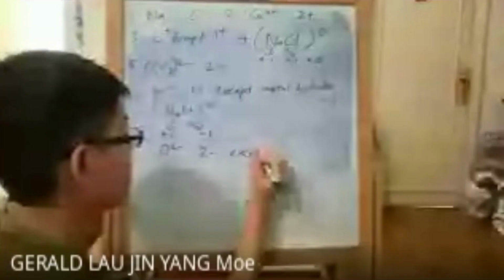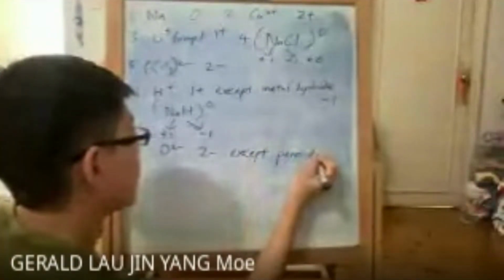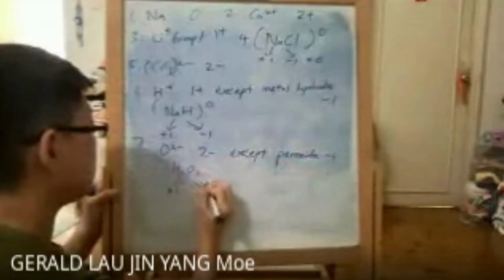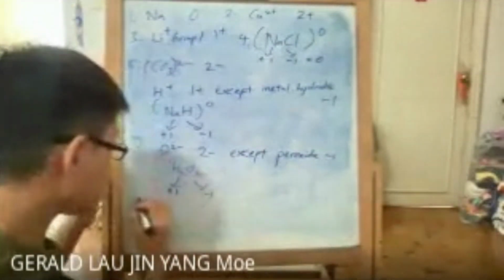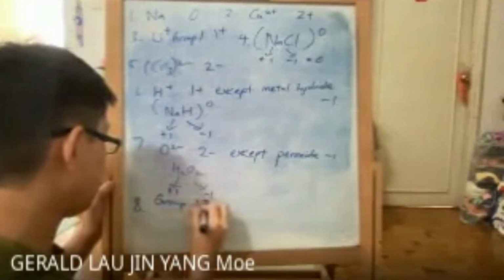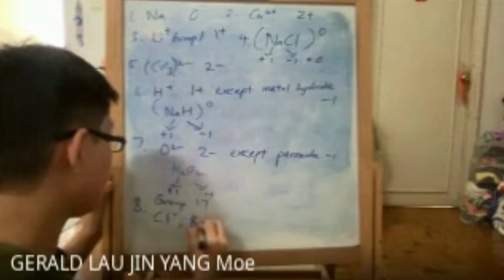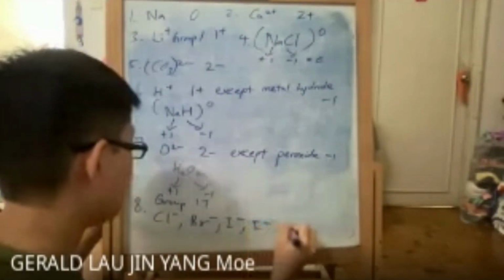Okay, the 7th one. Oxygen, it's the same as the 6th, but it's oxygen. So oxygen is -2, except for hydrogen peroxide, H2O2, where hydrogen is +1 and oxygen is -1. And group 17, like chloride, bromide, iodide, fluoride, all is -1.